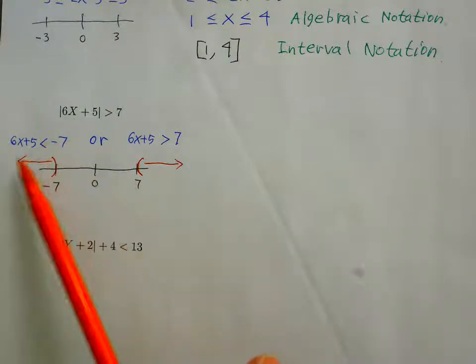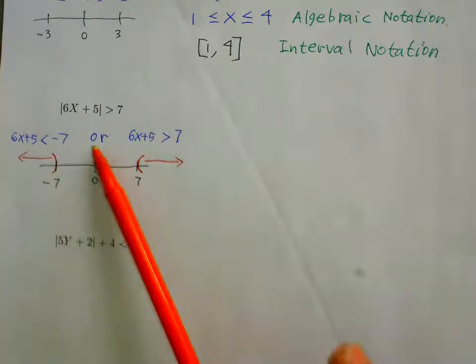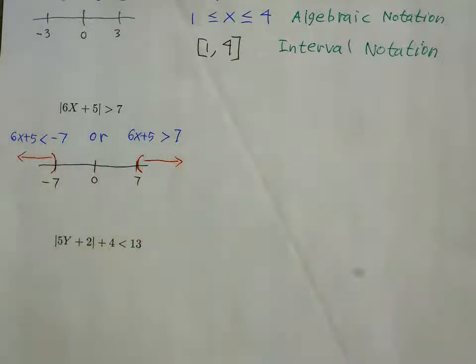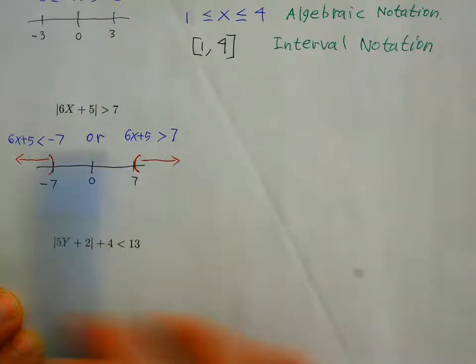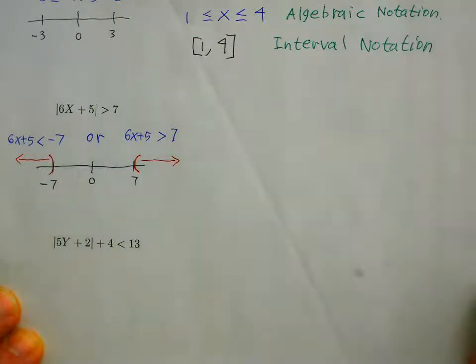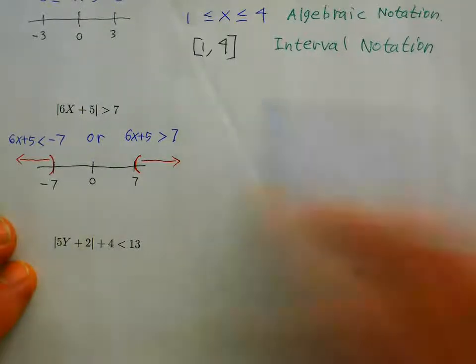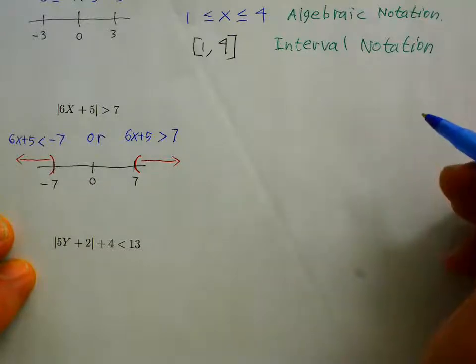So either that number that has the form 6x plus 5 is in this part of the number line on the left, or it's in this part of the number line on the right. That's why we use the word or. Okay, we want to solve for x, but this is a good start. If you can get this far, then we just solve each of those compound inequalities separately. But we'll do them together, and we'll separate the two inequalities with the word or.